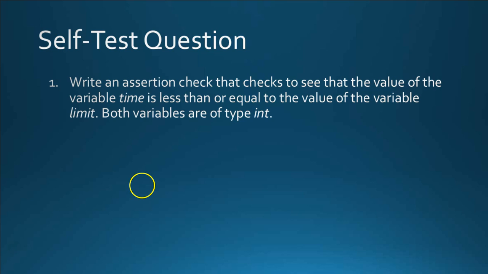And here's your self-test question, folks. I want you to write an assertion check that checks to see if the value of the variable time is less than or equal to the value of the variable limit. Both variables are of type int.